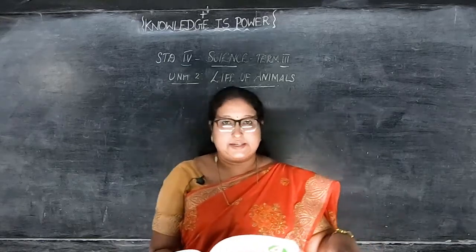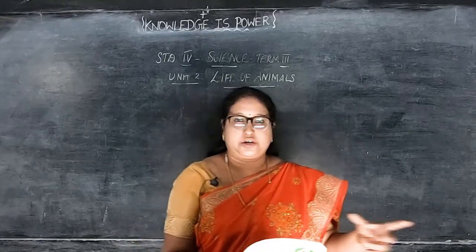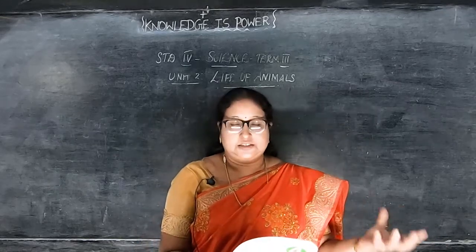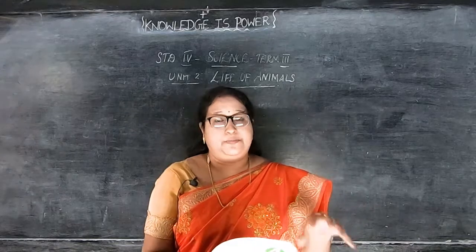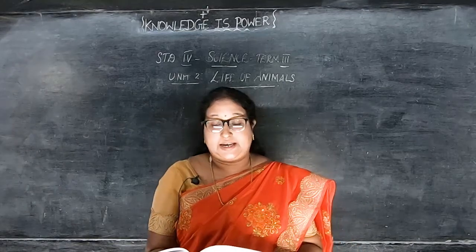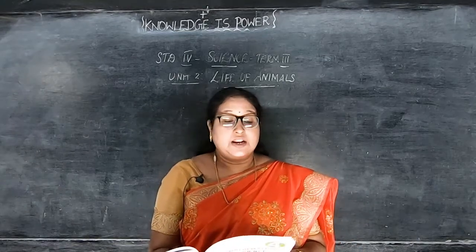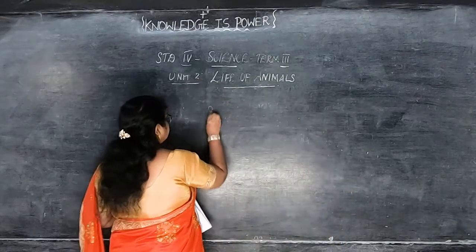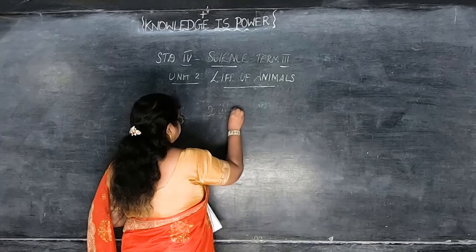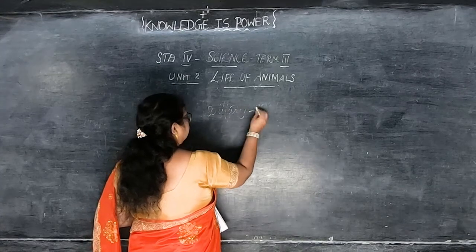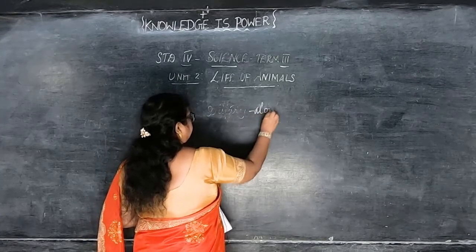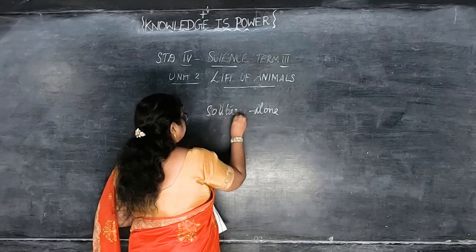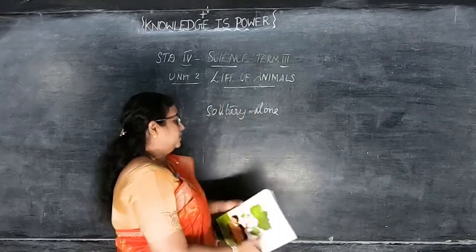For example, I said dog. In your street there will not be just one dog, 4 or 5 dogs will be together, right? So they get the benefits. That is called group behavior. Then animals like tiger, bear, etc. live in solitary. Solitary means alone. That is, the animals that live alone, like tiger and bear.